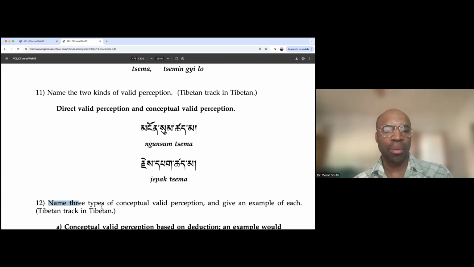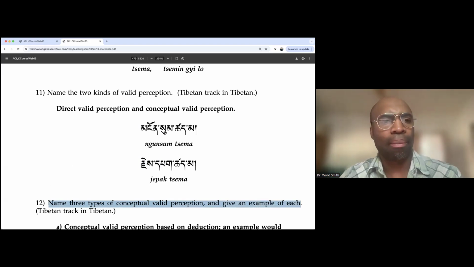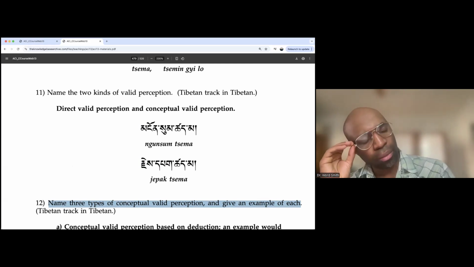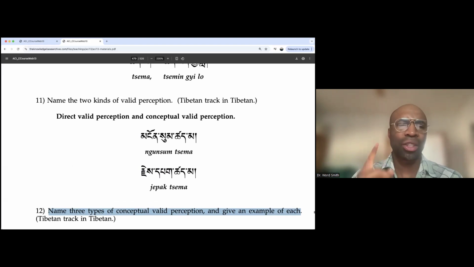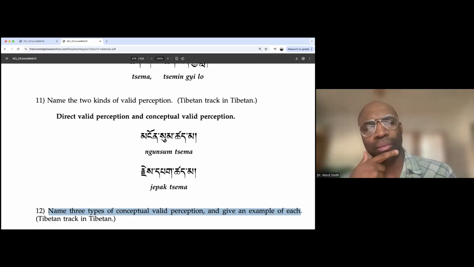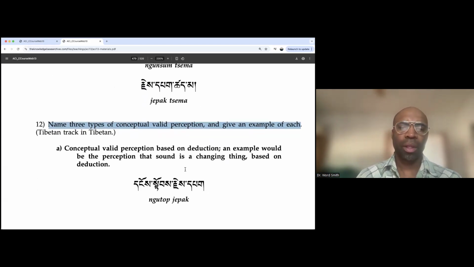Name the three types of conceptual valid perception and give an example of each. I don't know. Three? Usually I say two. Deduction, authoritative, and what's the third one? I don't know. Here we go.